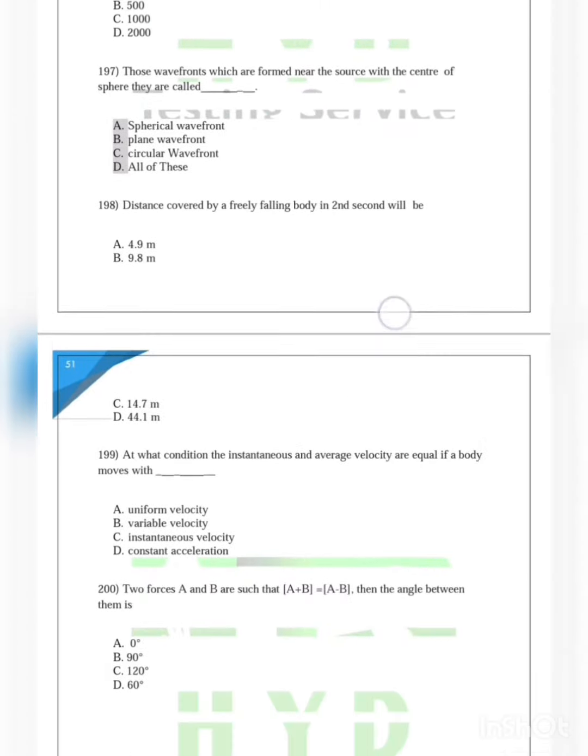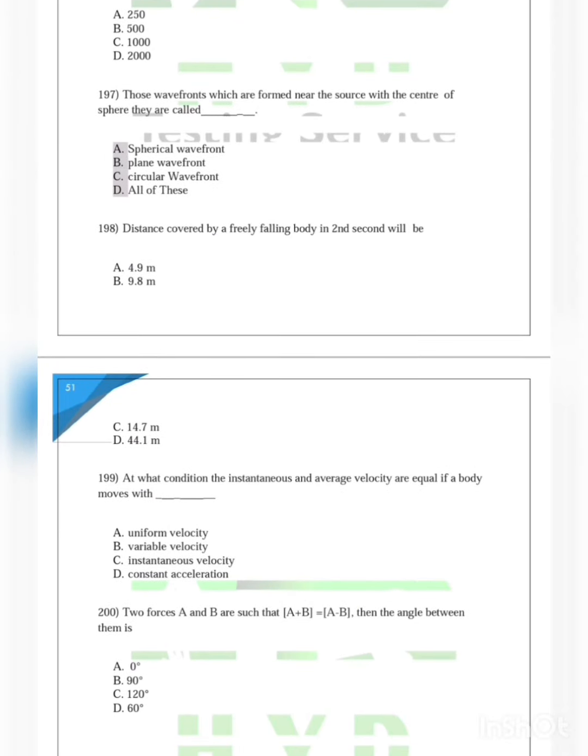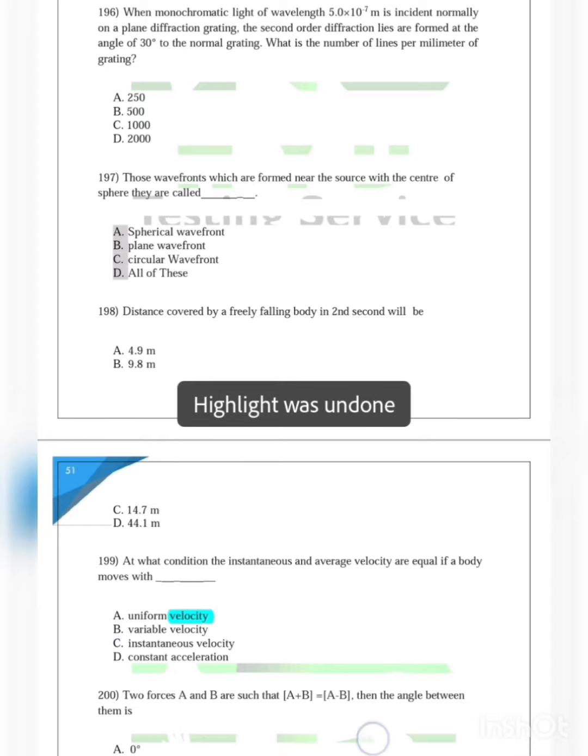Okay, so let's see. At what condition are the instantaneous and average velocity equal if a body moves with constant acceleration or uniform velocity? I guess I don't know the answer, so let's skip or let's end here.